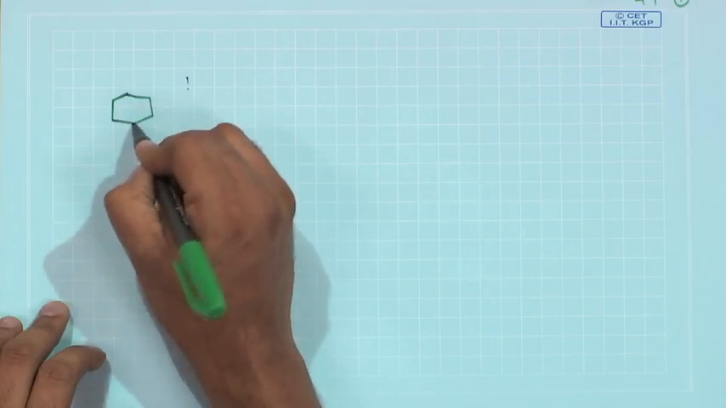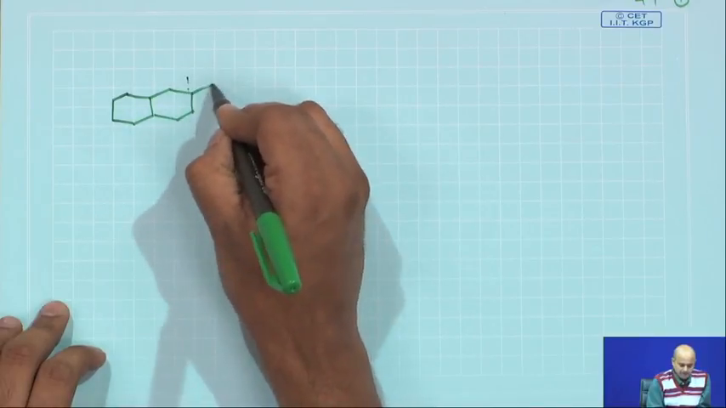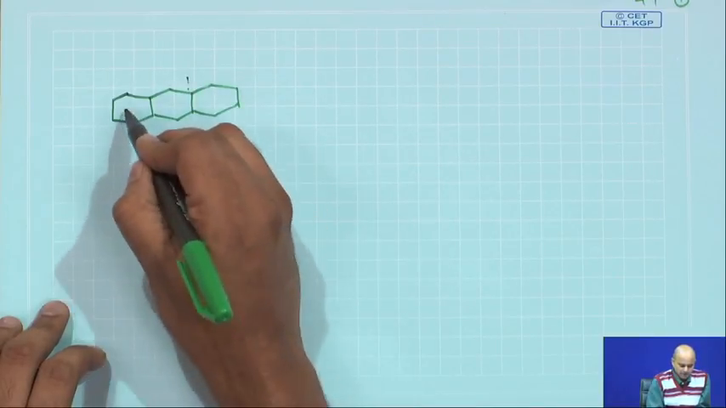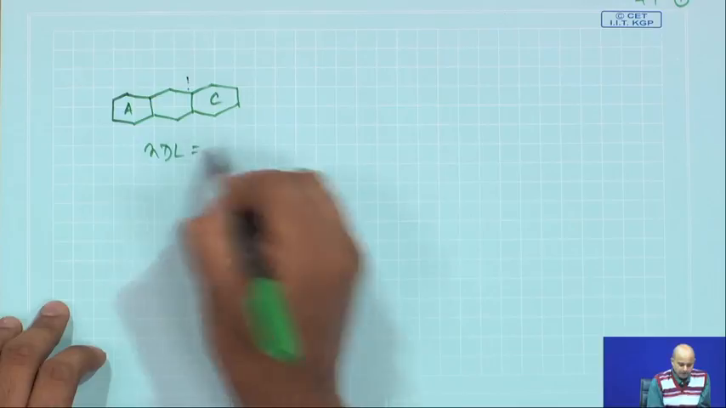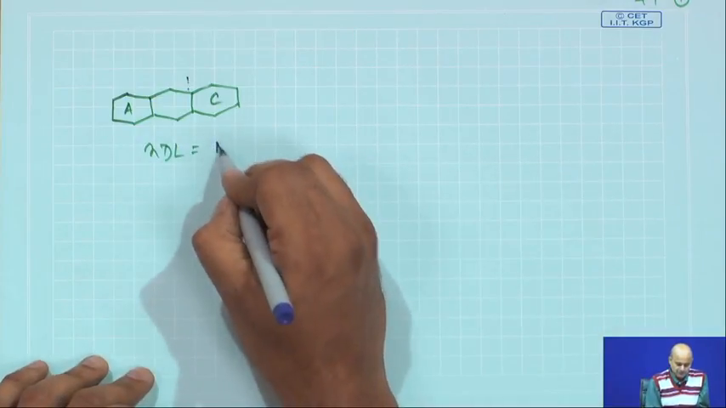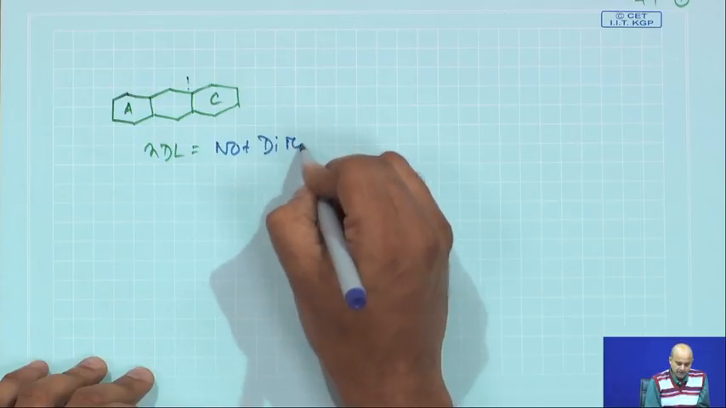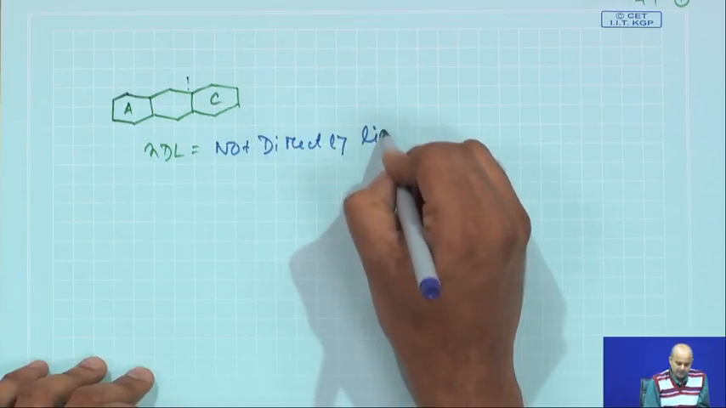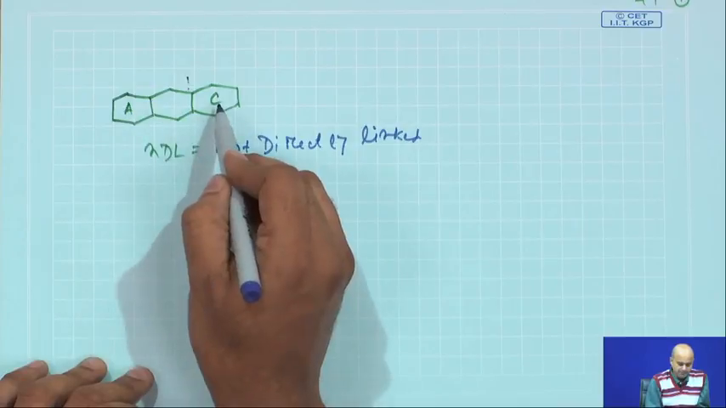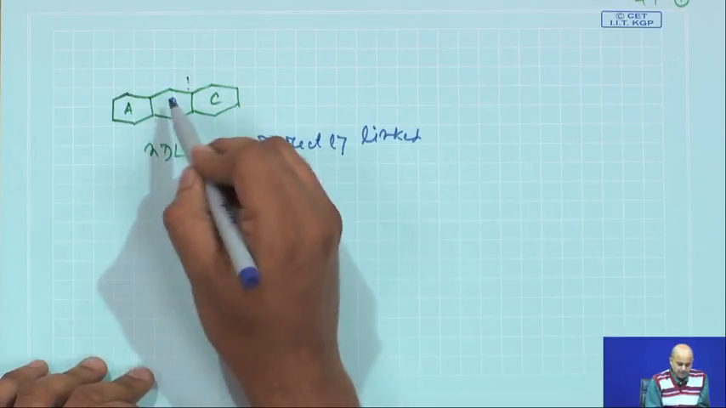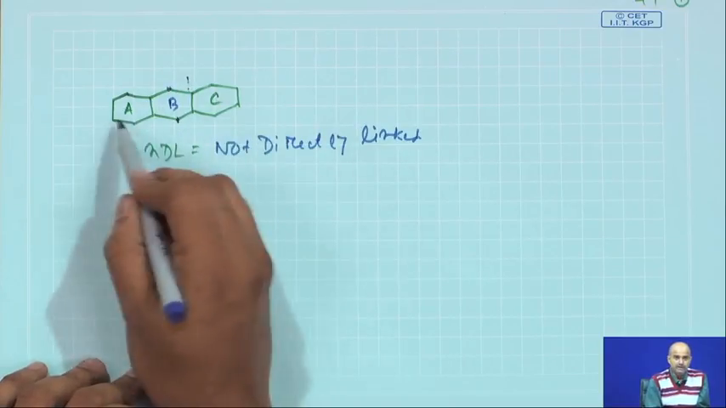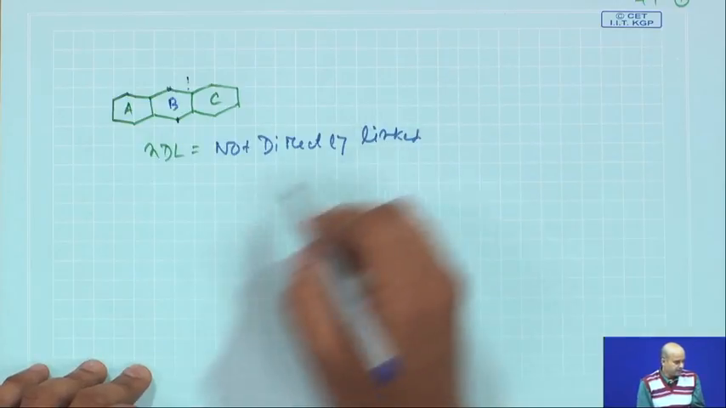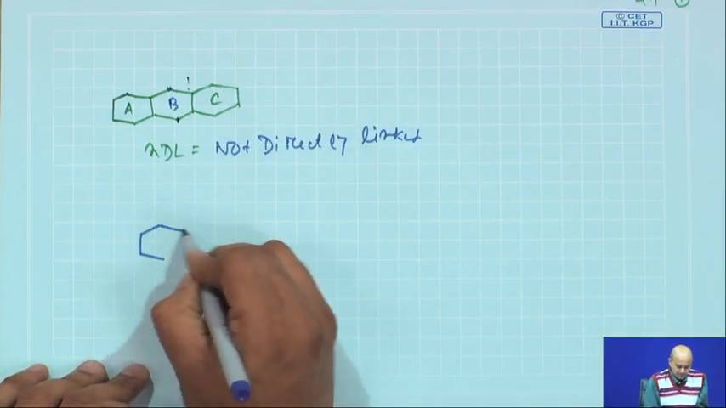Then there are other rings which also have unique topology, something like this. Now, ring A and ring C are called NDL, or not directly linked, because between A and C there is a B ring, but A and C are not directly linked; you have a methylene here. Okay. So, this is a linearly fused tricycle.